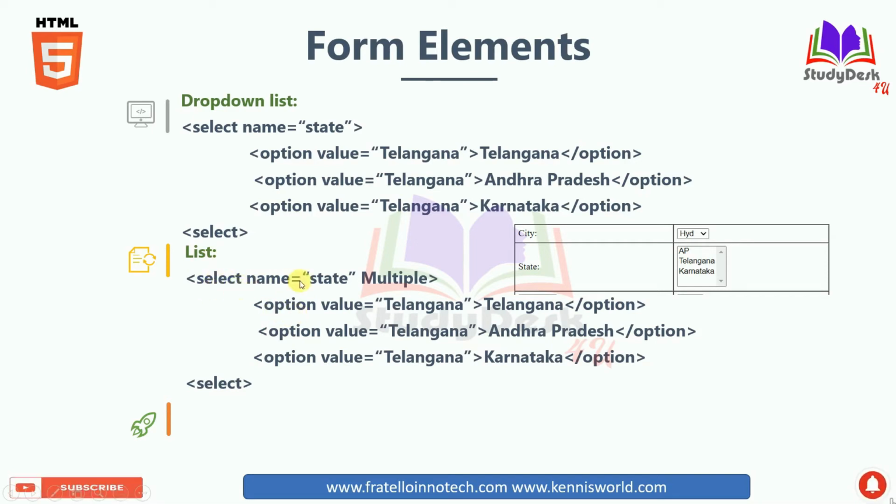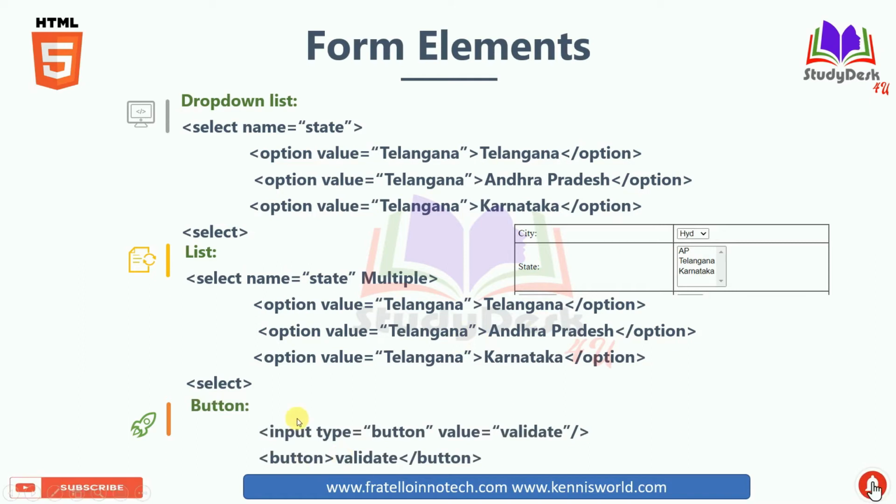In this select, after name we need to mention an attribute called multiple. If you specify like this, it displays all the elements like a list of elements. So for this we need to use this multiple attribute in the select element. After this, whatever options you want to write, all those are mentioned in these option elements. Then close select. If you want to display a predefined selection, use again the selected attribute here. We'll see in the execution part.